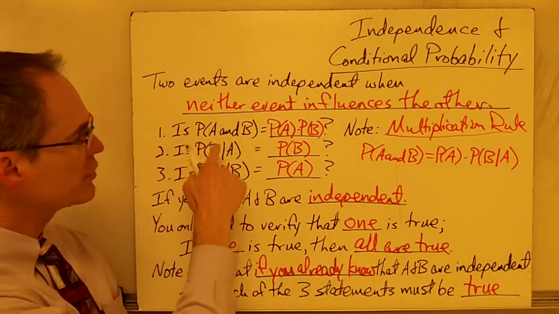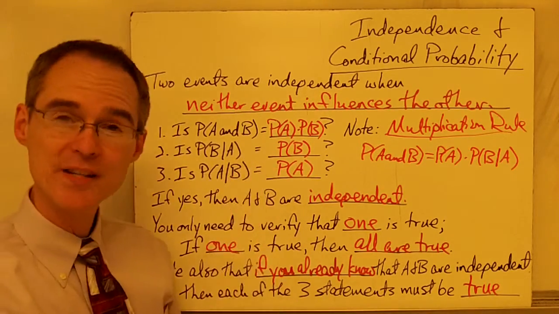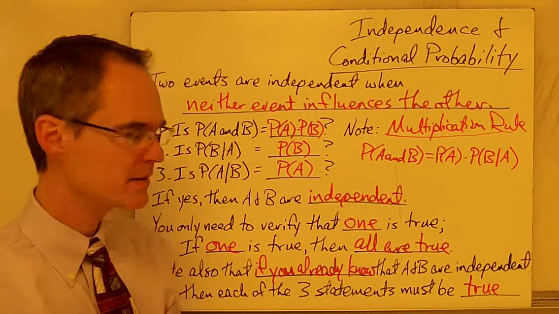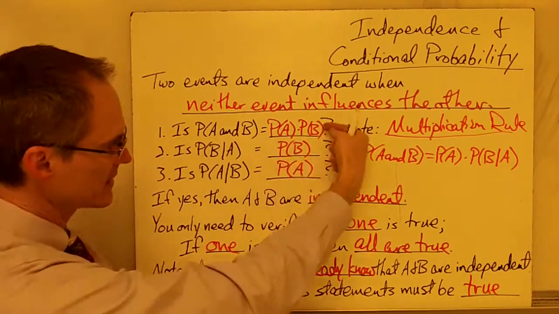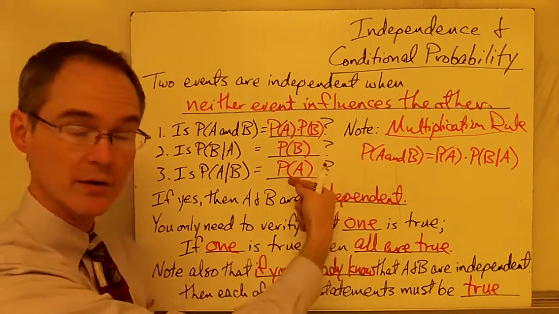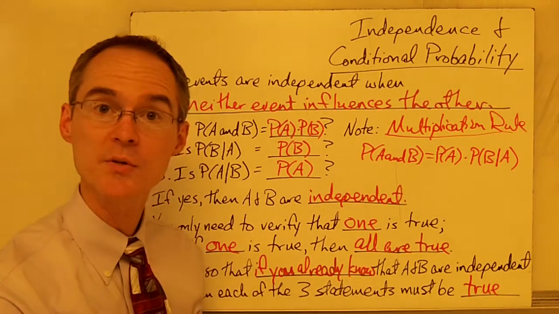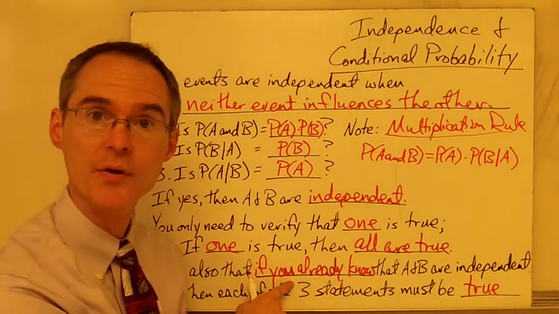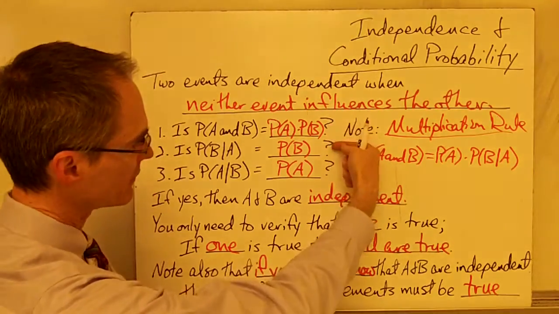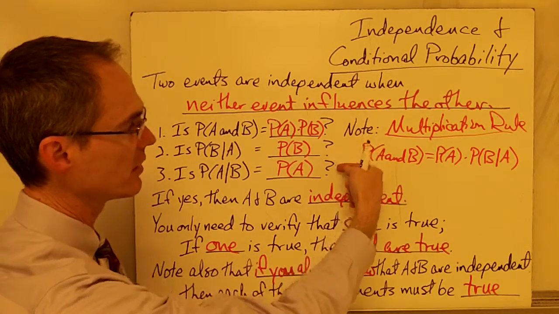In other words, I can use these three statements if I have two events and I'm trying to figure out if they're independent. I can use these three statements as a test and see if any of them are true. And if any are true, then I know my events must be independent. If, however, I have two events and I already know that they're independent, well, then I know that each of these three statements here must be true.